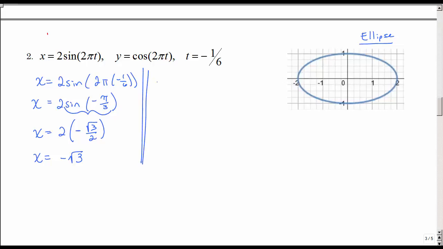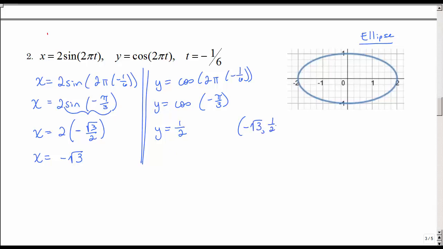Okay, so now let's find the y value. We have the cosine of 2 pi times negative 1/6. So of course that's the cosine of negative pi over 3. So just like before, negative pi over 3 is in quadrant 4. Cosine is positive, and this is going to be positive 1/2. So we have the ordered pair negative square root of 3, positive 1/2.